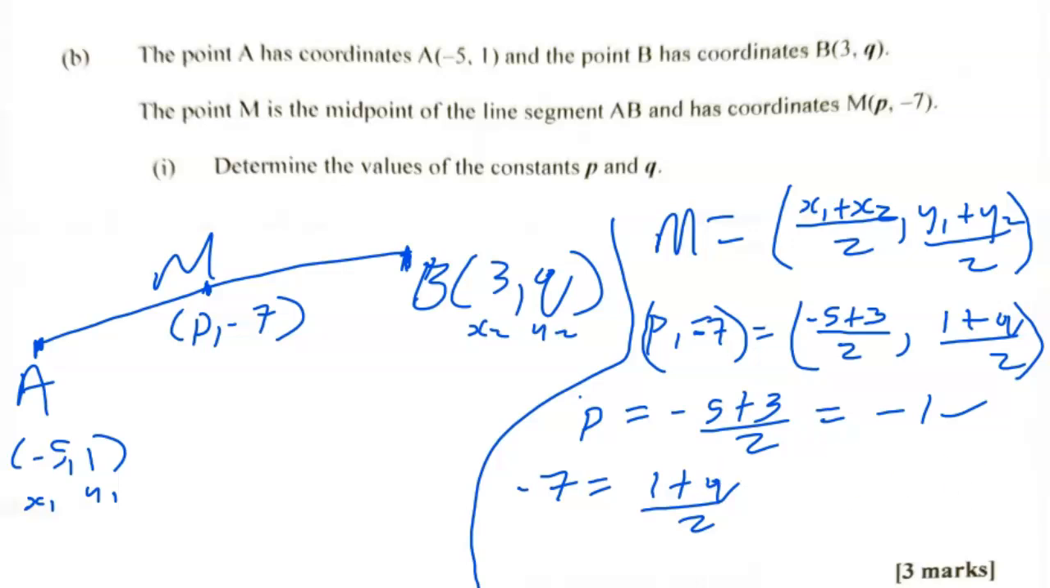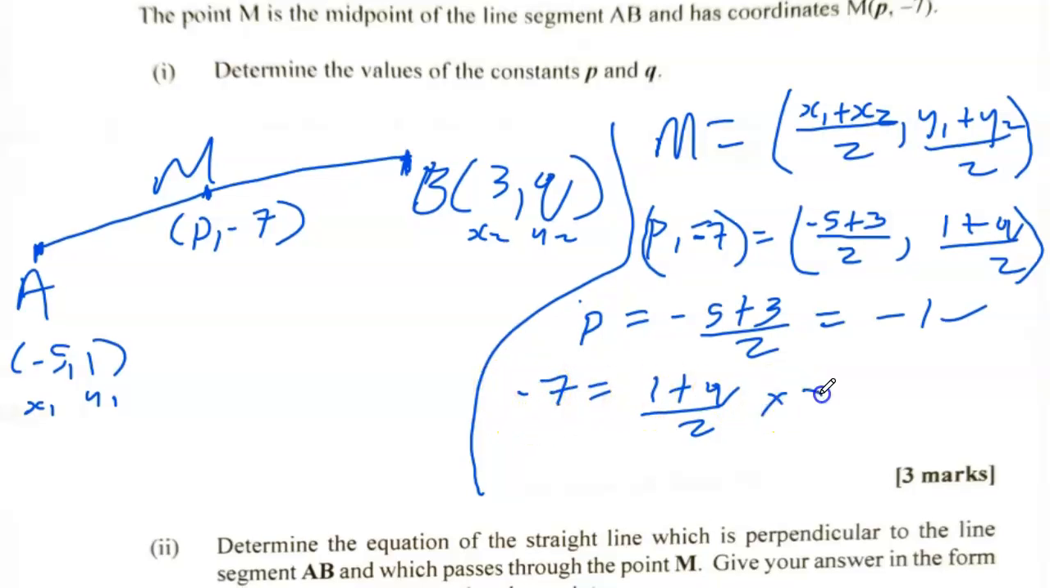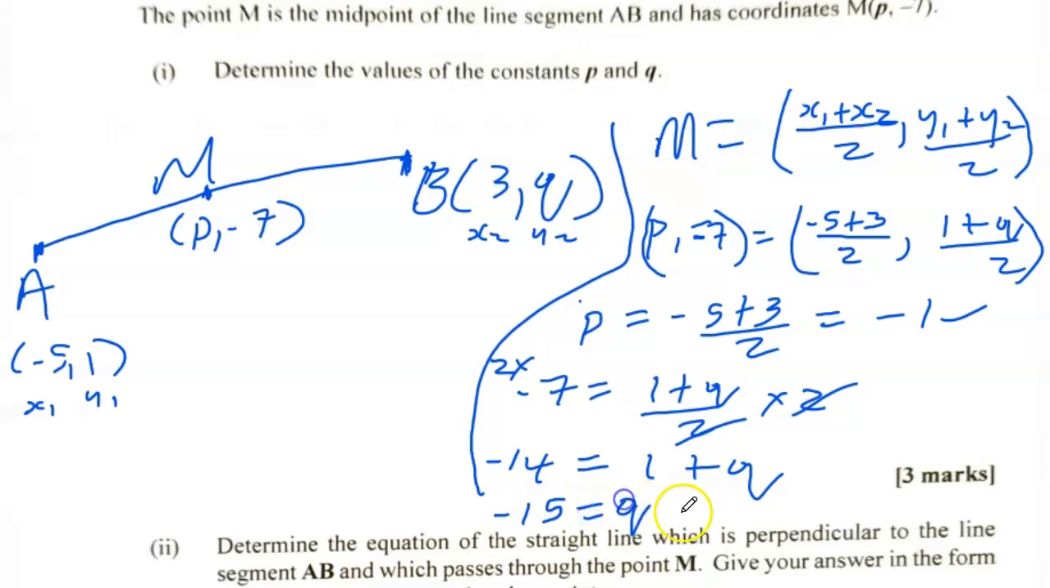What we can simply do is multiply both sides by 2 to solve for q. So 2 times the left-hand side, 2 times minus 7, that's minus 14. And 2 times (1 plus q) over 2, that's 1 plus q. If we subtract 1 from both sides, we end up with minus 15 equal to q. So q equals negative 15.